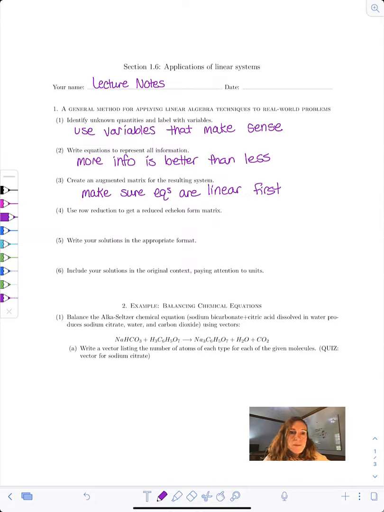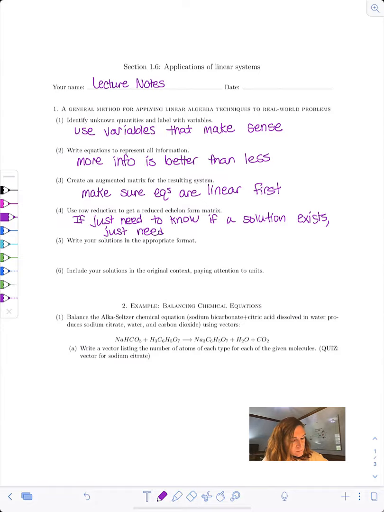And now we want to use row reduction to get a reduced echelon form matrix. We already know how to do this, but one thing to bear in mind is if you just need to know whether there is a solution, then you just need echelon form rather than reduced echelon form. Most of the examples we'll see in this section do require an actual solution, but there are plenty of real-world situations where you just want to know, like, can I do this? Even if you don't necessarily need to know how to do it.